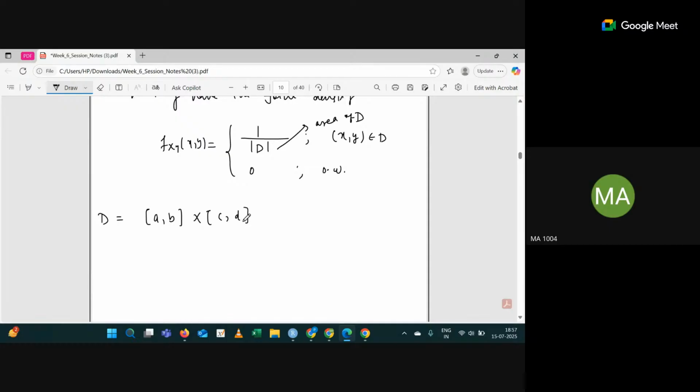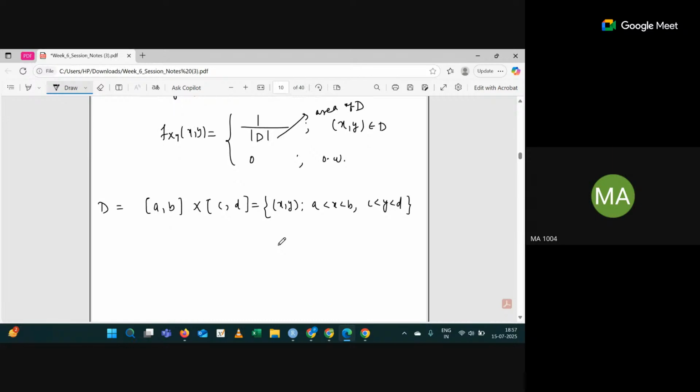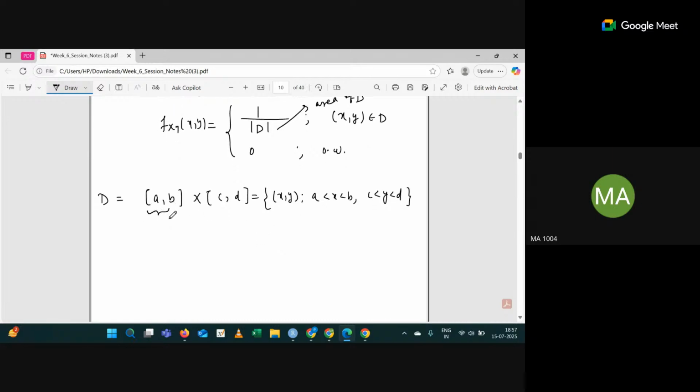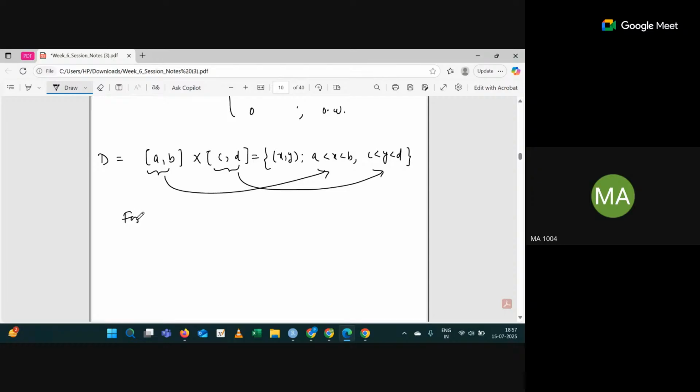So how to read this part actually? This is nothing but (x, y) such that x will be between A and B and y will be between C and D. So this will give you the support of x, and this will give you the support of y.